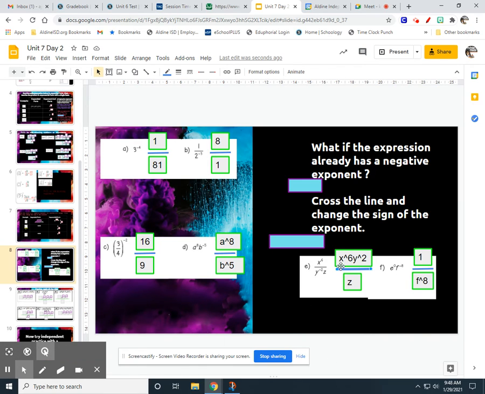Okay, here we go. So the 6, x to the 6 stayed at the top, but this y had to come up to the top because you crossed the line and changed the sign of the exponent. And the z stayed at the bottom. Now e to the 0, we talked about that last time, and it's going to be a number 1. So it's gone. And then f to the negative 8, f is going to have to cross the line, and then we can change the exponent to a positive.